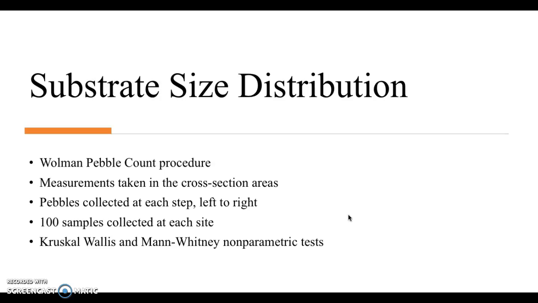After all 500 samples were collected, the Kruskal-Wallis and Mann-Whitney non-parametric tests were conducted. These tests were used in order to compare the data sets. They were used because of the random sampling that was done by taking the steps and picking up the pebble, and so the Woolman pebble count allowed for a more accurate mean to be obtained.